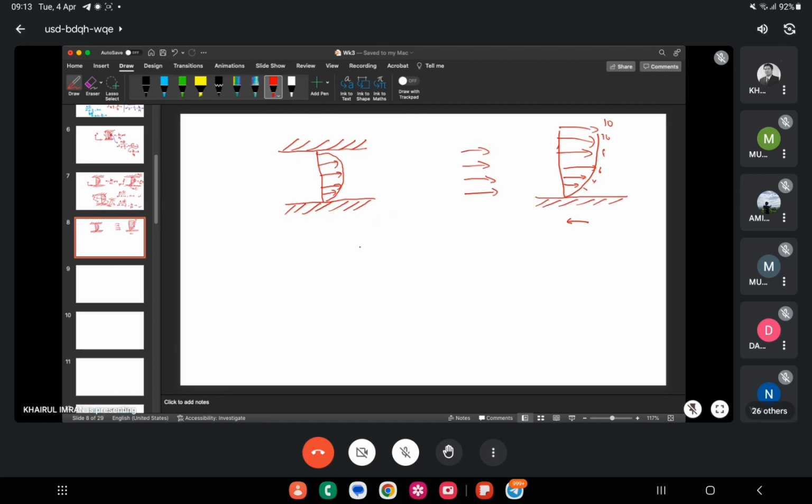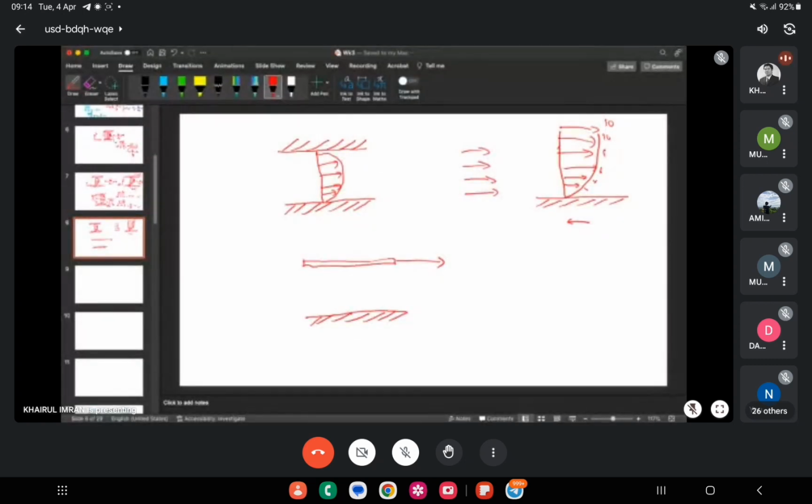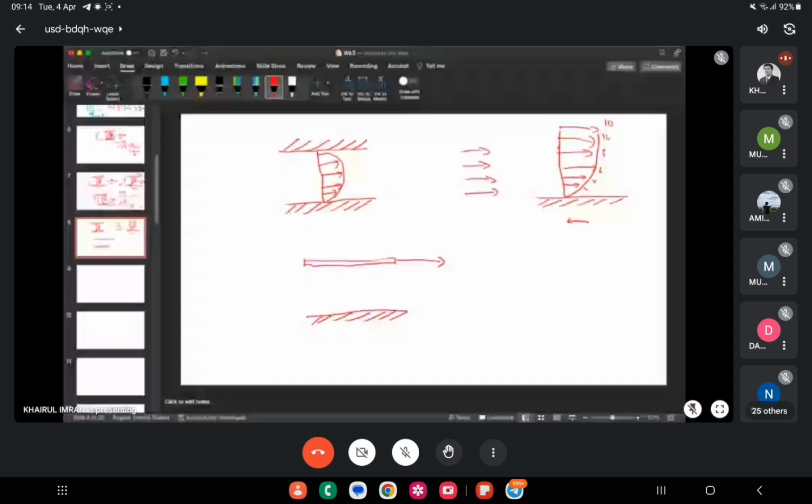Okay, next. Contohlah diubah. You ada fixed plate kat bawah, and then you ada top plate moving to the right. Okay, cuba lukis. Macam mana bentuk dia punya velocity profile.